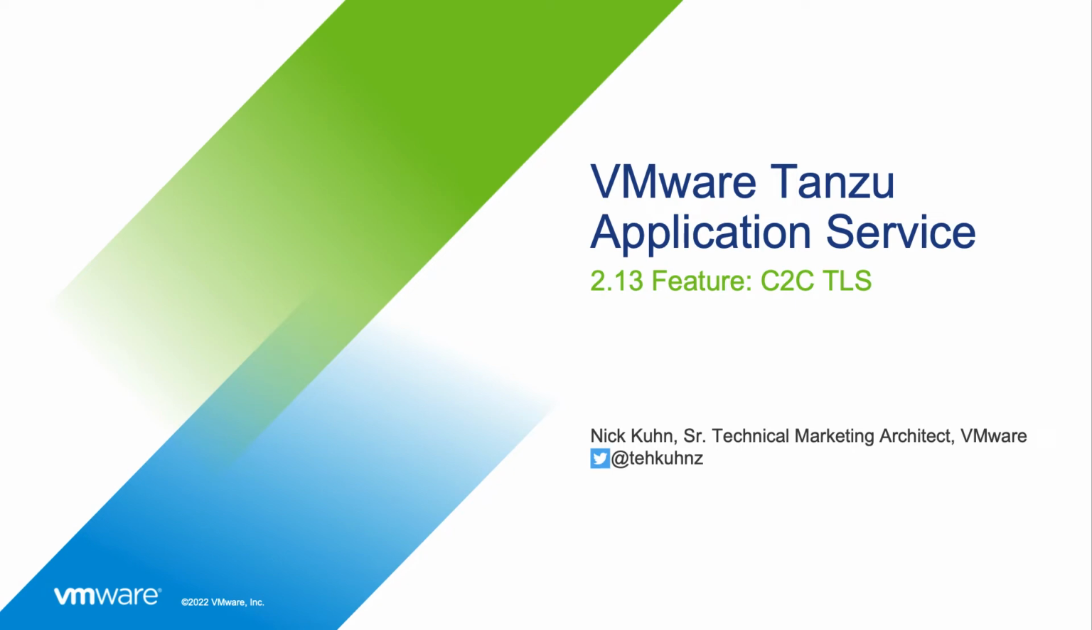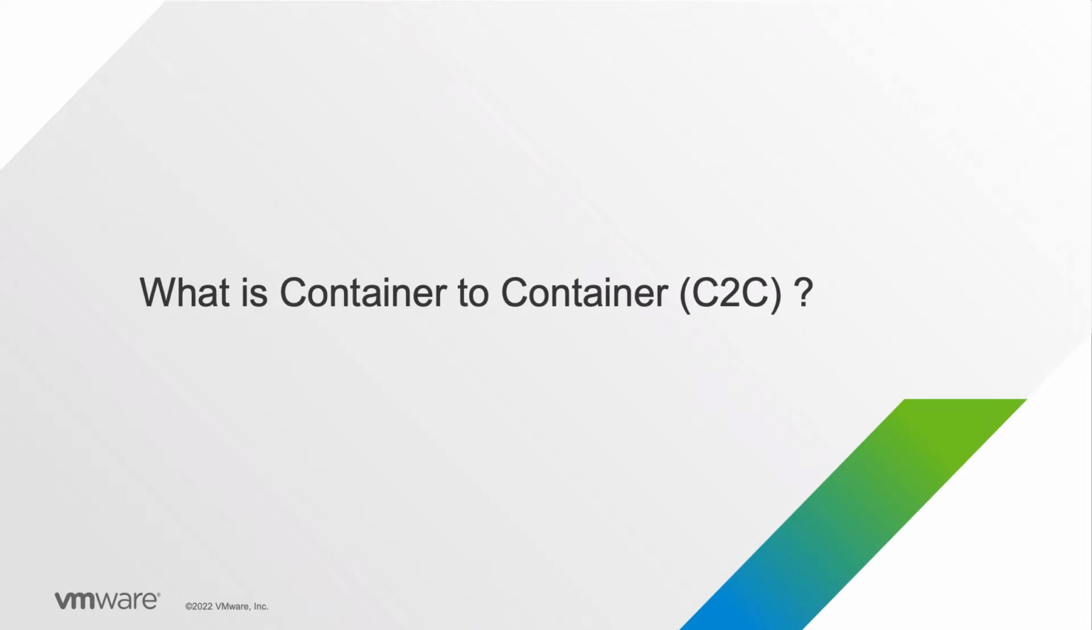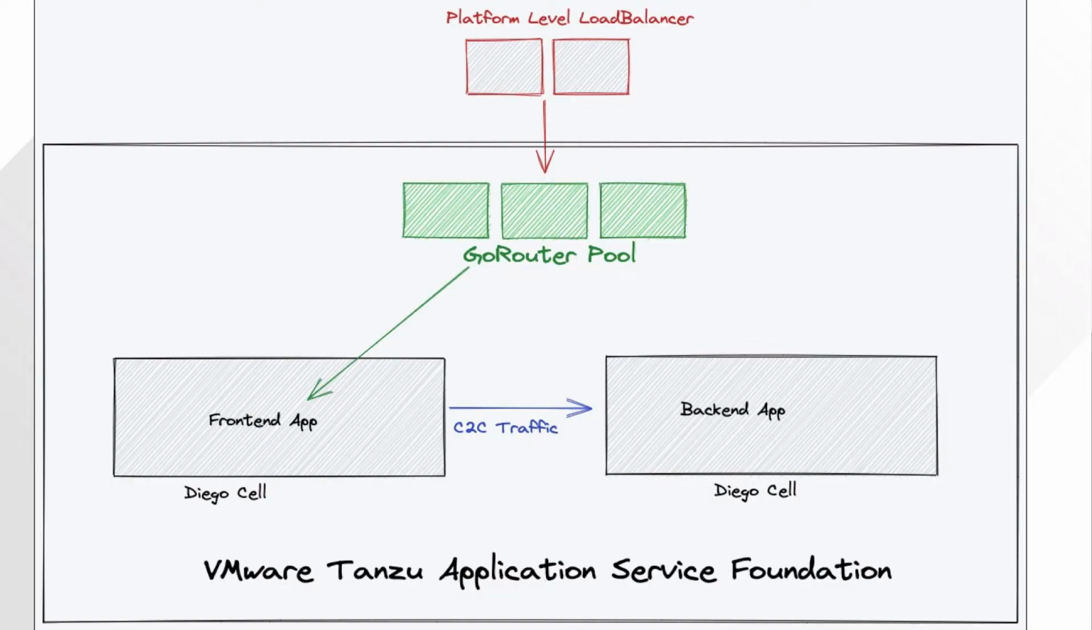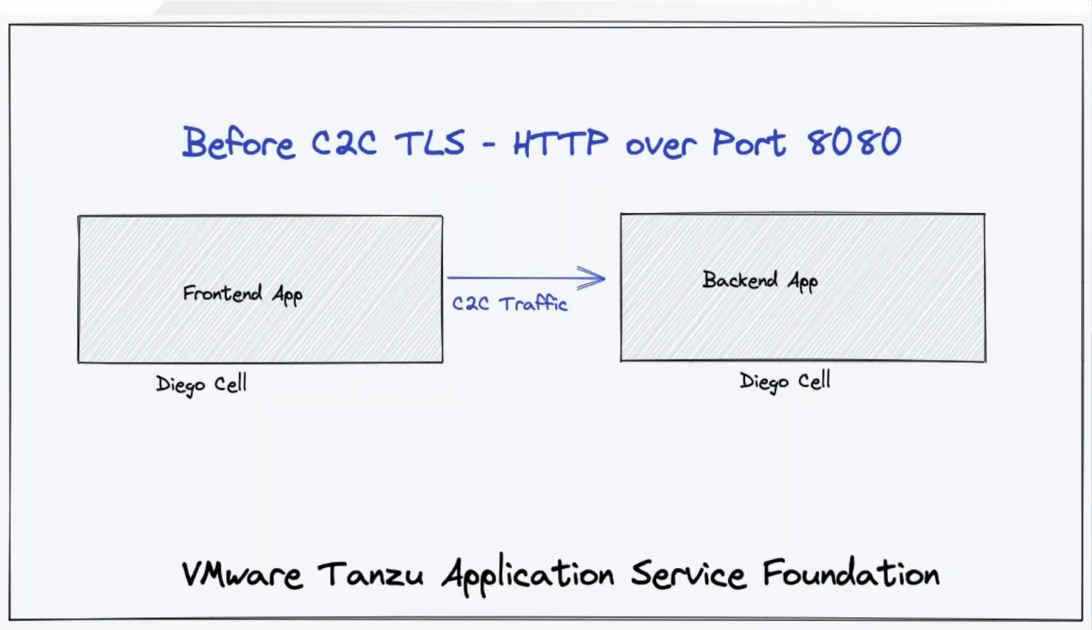This video will focus on a new Tanzu Application Service 2.13 feature called Container-to-Container, or C2C, TLS. For those who may not know, Container-to-Container Communication, or C2C, references the ability for applications running inside the platform to talk with each other using an internal platform network. This is extremely useful for, let's say, a front-end microservice that needs to talk to a back-end microservice. C2C allows the front-end application to bypass the platform-level load balancers and Go routers that allow ingress traffic into the platform. Now you may be thinking, what does C2C TLS mean to me?